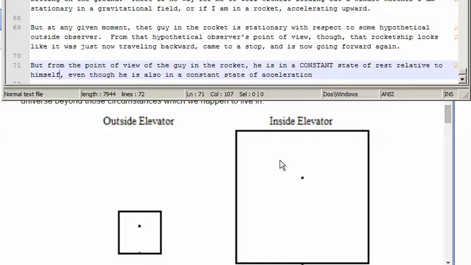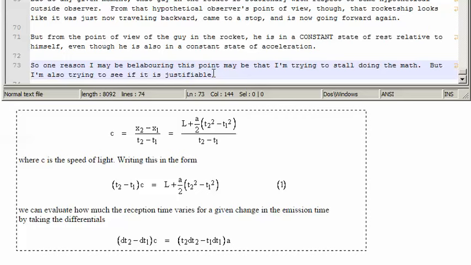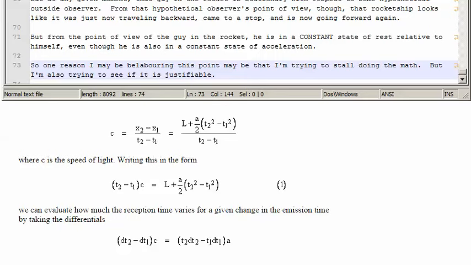I think one reason I may be belaboring this point is that maybe I'm trying to stall doing the math, but I'm also trying to see if it's justifiable. But let's get back to the math.